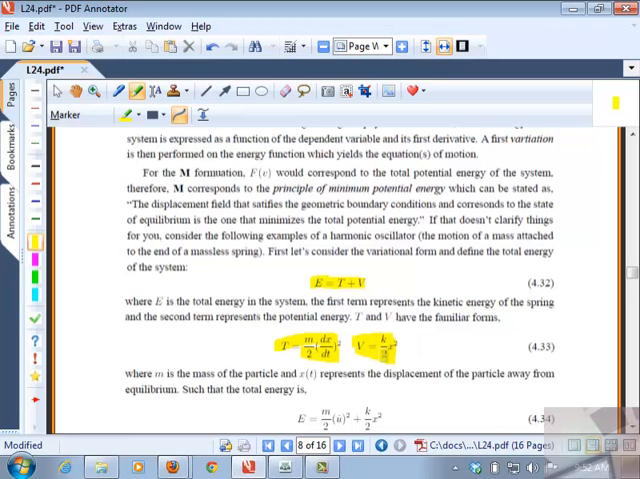Pardon me? The frictional force. Very good. You get a point in an exam.